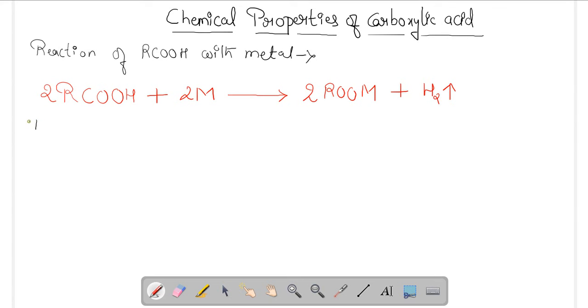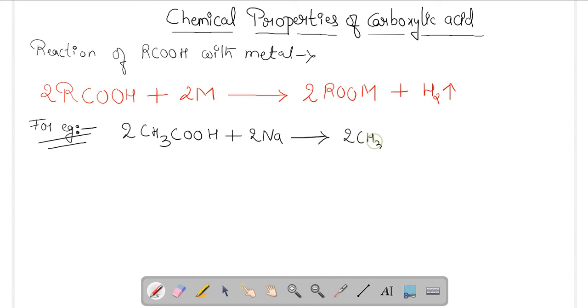So here we can take example. For example, we are taking 2 molecules of acetic acid which is reacting with 2 atoms of sodium. So there the formation of 2 molecules of sodium acetate will take place and hydrogen gas will be released out here. So this is sodium acetate. Sodium acetate.